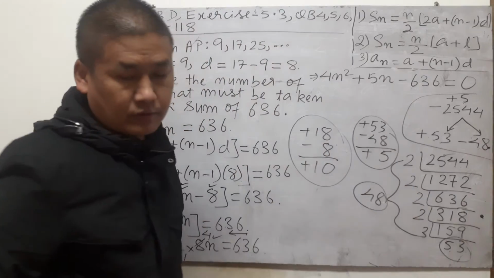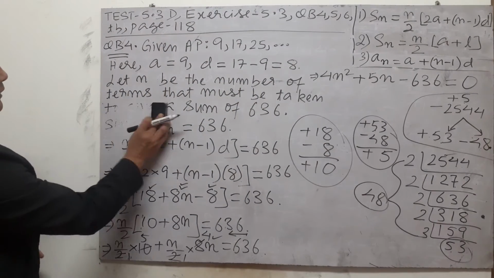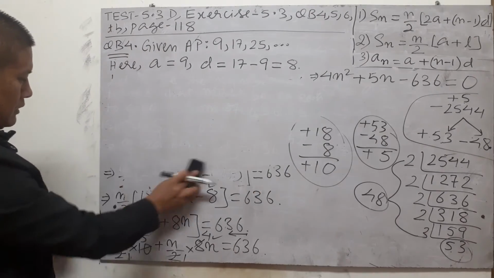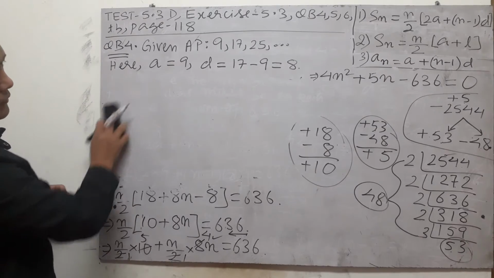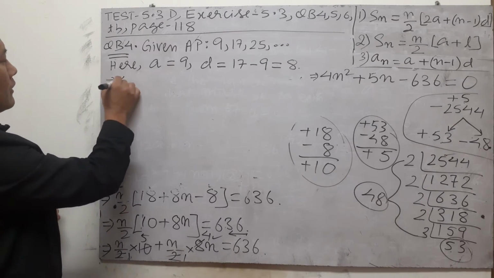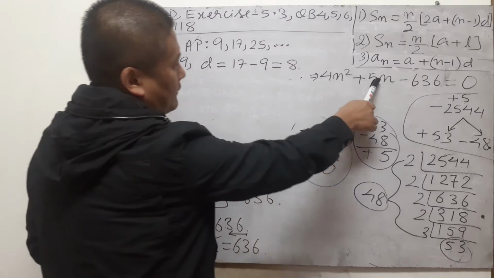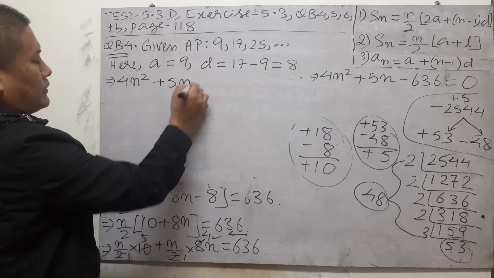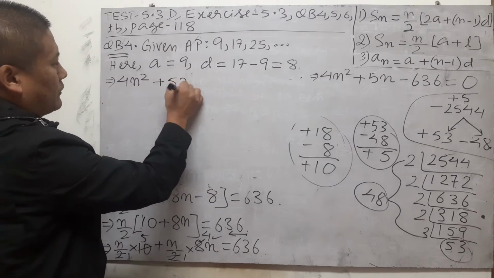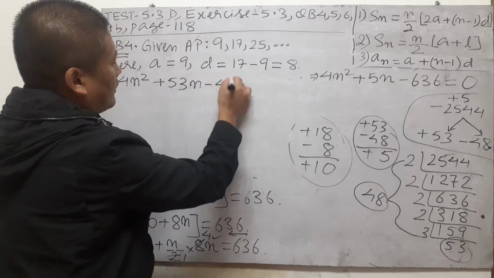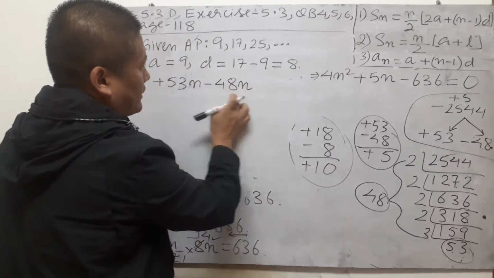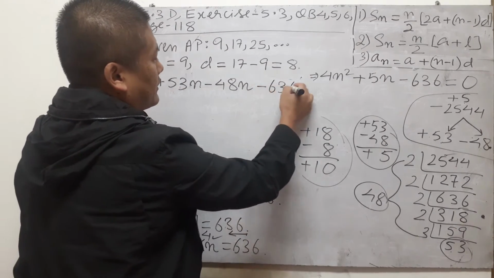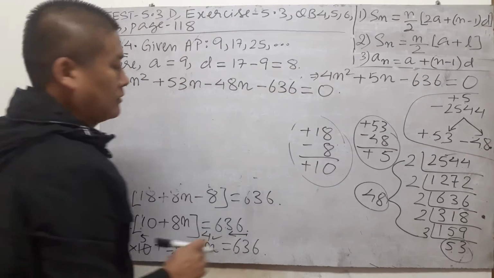You can write all these things on your graph. Okay, so let us go on. Now once we are through with that, that implies 4n square, and this plus 5n is going to be split into these two, plus 53n, then minus 48n makes this plus 5n according to this splitting, and then minus 636 is equal to 0.